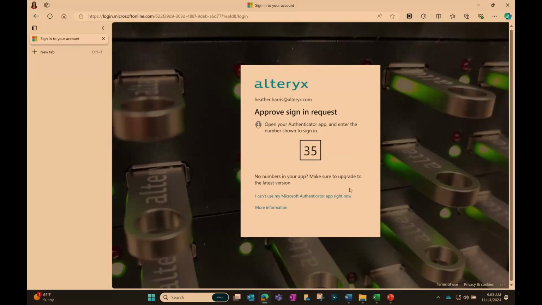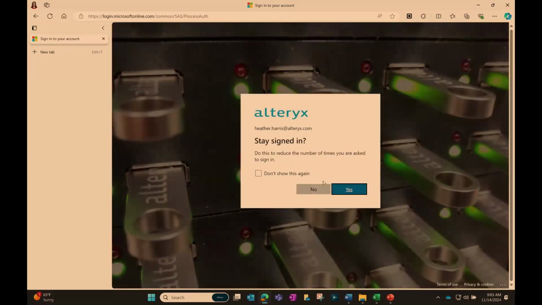Secure AI. This is how it looks. Let me approve. Give it my magic 35. Yes, it is me. We are good to go. And yes, keep me signed in, please.